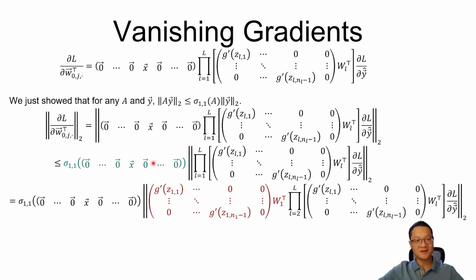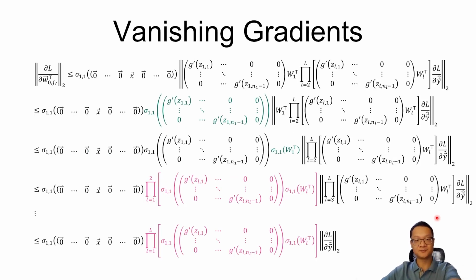So the next step is, okay, we're done with the first part. So we're going to look inside here, and we'll notice that this is actually another matrix vector multiplication. We're going to call the first term, so the first two factors in this product where L equals 1, and bring that in front. So that's going to be G prime of Z11 diagonal all the way up to G prime of Z1 N1 minus 1, times W1 transpose. So that gets taken outside, and then we still have the rest of the factors inside the product. So now the product goes from L equals 2 up to big L. Everything else stays the same.